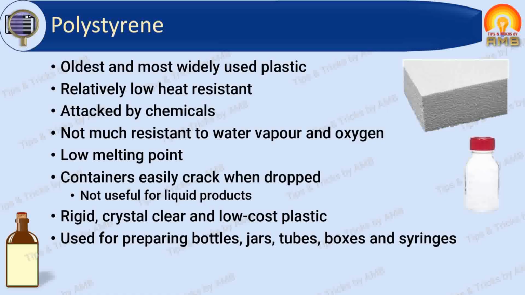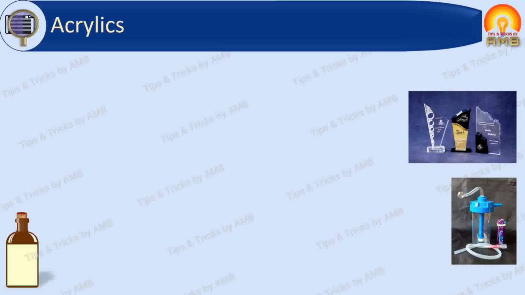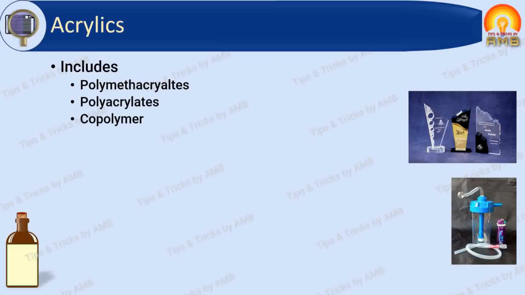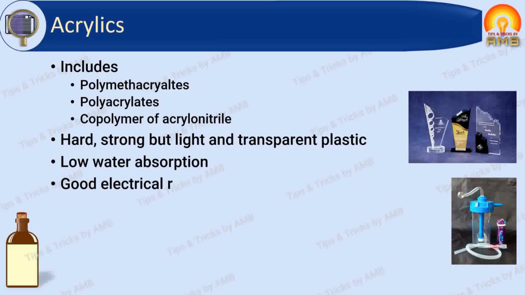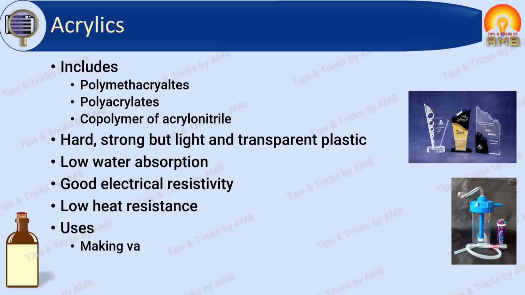Another plastic is acrylics. It includes polymethacrylate, polyacrylates and copolymer of acrylonitrile. It is hard, strong but light and transparent plastic. It has low water absorption and good electrical resistivity. It has low heat resistance. It is used for making various devices used in hospitals and clinics.